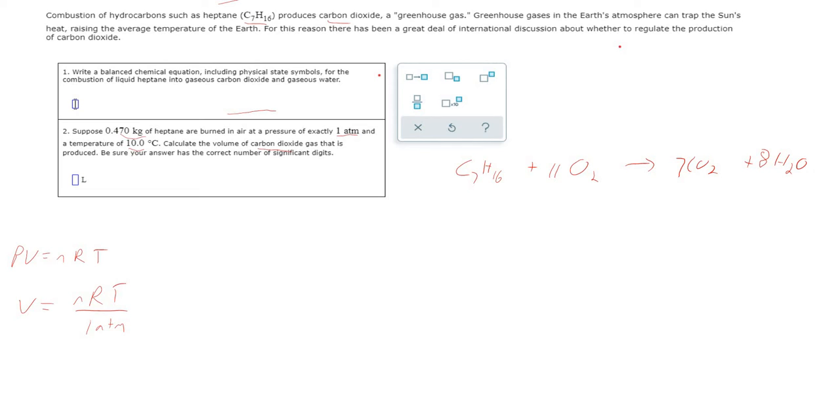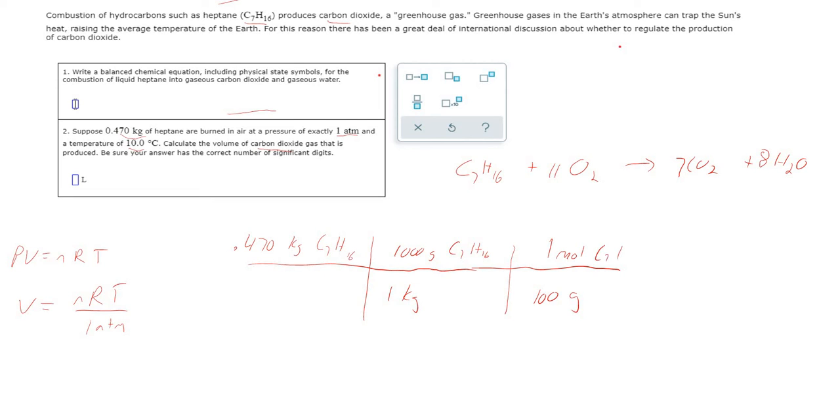Okay, let's think about that stoichiometry. So I have 0.470 kilograms of C7H16. Well, I know I have to deal in moles, so let's get to grams. I know that in 1 kilogram there are 1,000 grams of C7H16. And I know from looking at my periodic table and doing some quick math, that's 84 and 16, that's going to be 100 grams in 1 mole of C7H16.